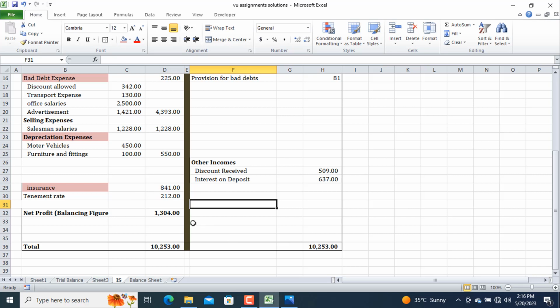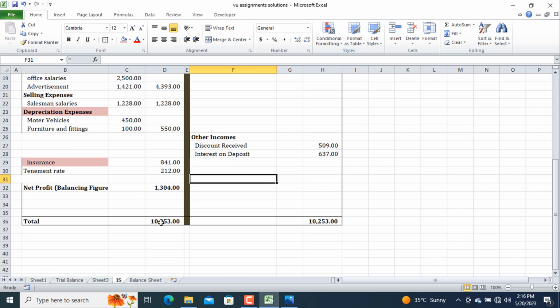So this is the balance sheet figure, which is net profit, and look at the total 10,253. This will go to the balance sheet as an increasing liability and be added to the capital account. So let's move to the balance sheet.